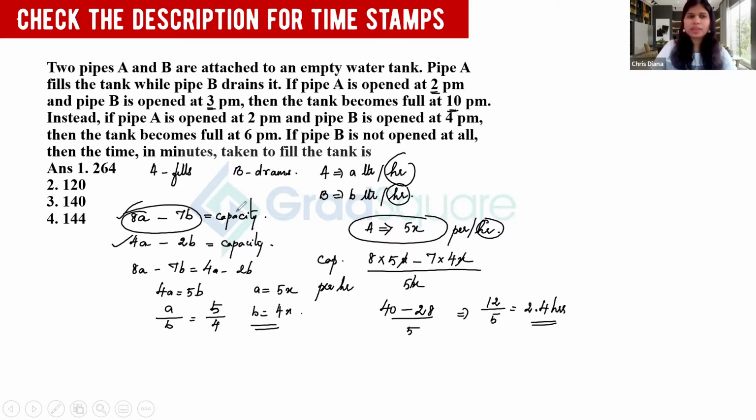Now remember that the answers are all given in terms of minutes. So 2 hours is 120 minutes. Now I need to convert the decimal part, 0.4, into minutes, so multiply it by 60. Here I'll end up with 24. So 120 plus 24 is 144 minutes in total. So I'll end up with option 4 for this.